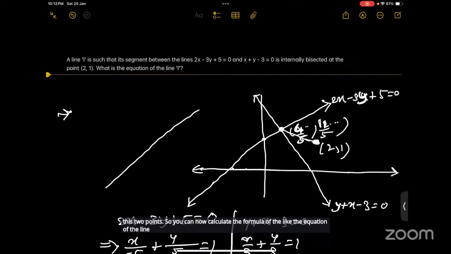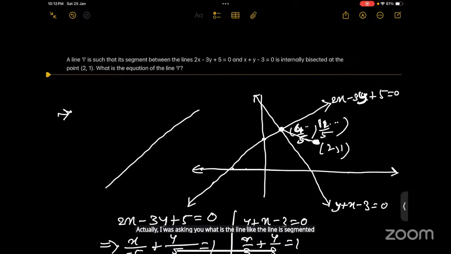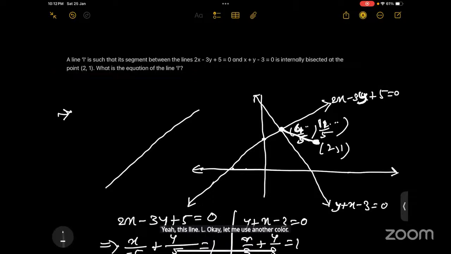Ma'am, actually, I was asking you, what is the line? The line is segmented between these two lines. So the equation of the line is the line that you have drawn right now, na? Yeah, this line L. Let me use another color. This line is such that its segment is between the lines. Ma'am, how is (2,1) going away from these two lines?